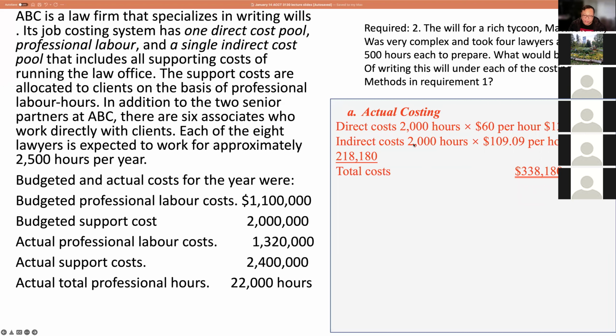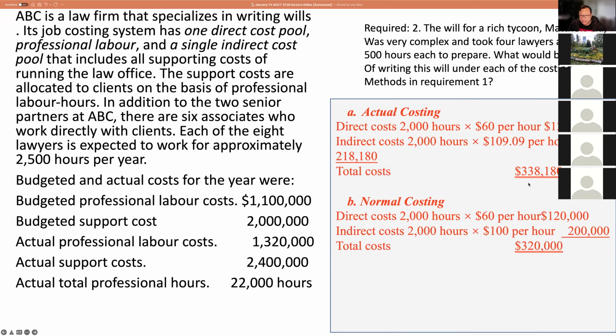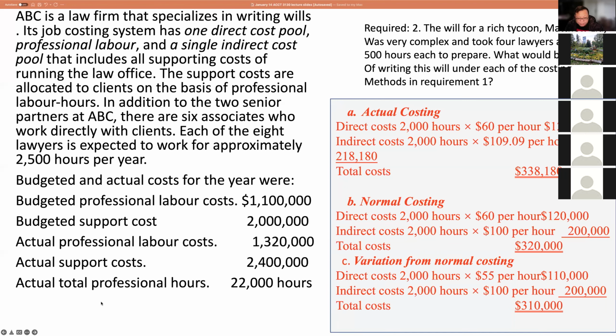So under actual costing, 338,180; under normal costing, 320,000; under the budget costing, 310,000. So do we have questions about how these numbers are calculated?